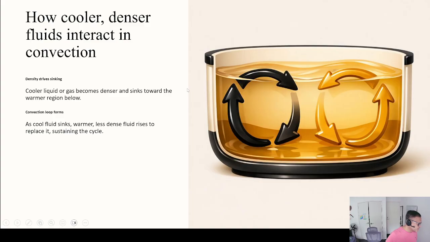So, we saw this already: cooler liquid or gas becomes denser and sinks towards the warmer region below. Cool.